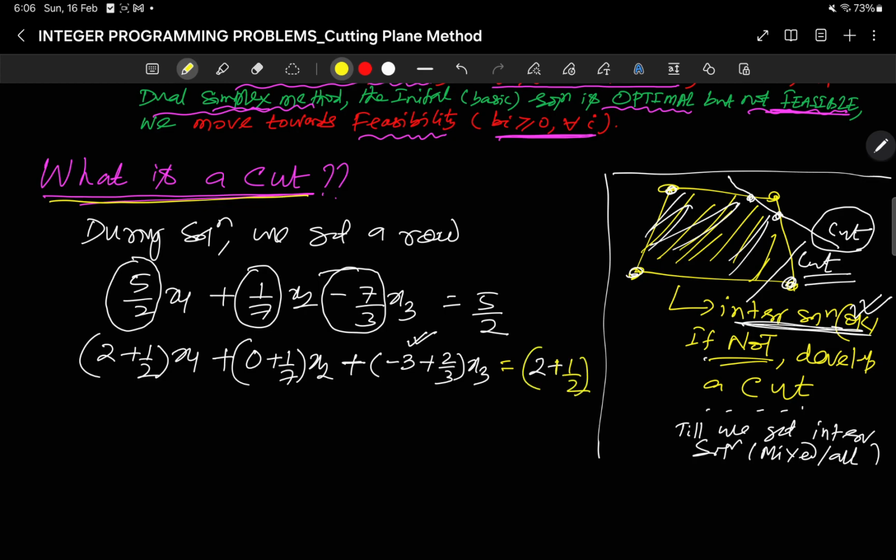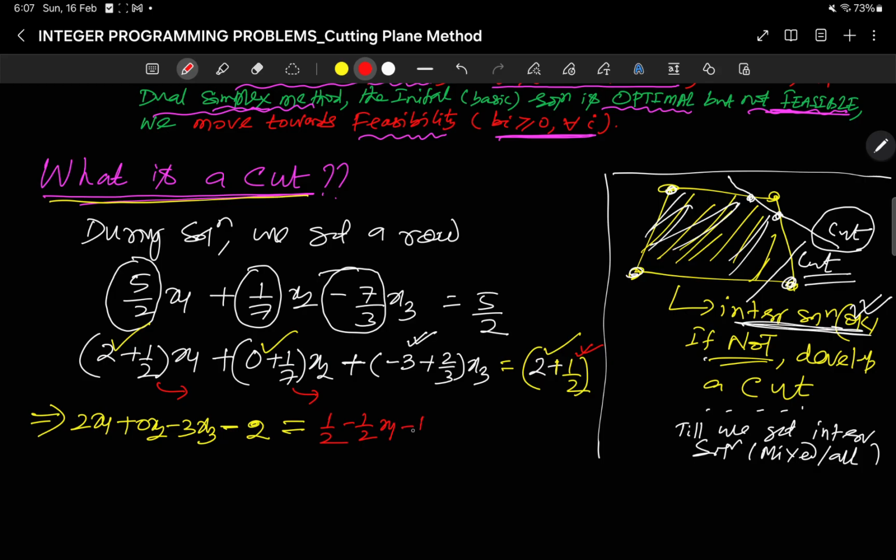Okay, this is the right hand side. So now we bring the whole part to the left hand side. That means it is my 2x1 plus 0x2 minus 3x3 and minus 2. We bring it to the left hand side and it is equal to, here we bring the fractional part to the right hand side. In the right hand side we have half, minus half x1 minus 1 by 7 x2, then minus 2 by 3 x3.